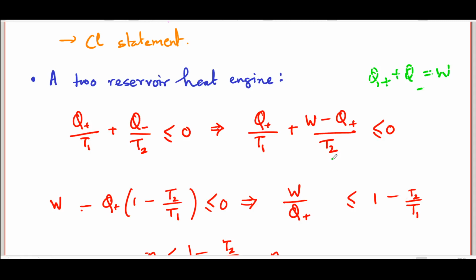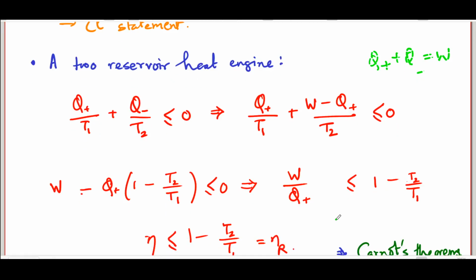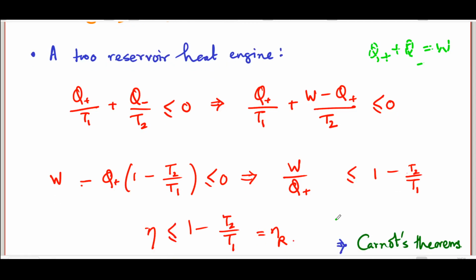You multiply through by the positive number T2, that keeps the inequality intact. That gives us W plus Q plus into 1 minus T2 by T1 with the minus sign is less than or equal to 0. And therefore, just rearranging the whole thing, remember Q plus is a positive quantity, so dividing by that does not change the inequality. So move this to the other side, divide by Q plus, you get W by Q plus has to be less than or equal to 1 minus T2 by T1. W by Q plus is nothing but the efficiency of an engine which runs between these two reservoirs. So efficiency eta works out to less than or equal to 1 minus T2 by T1.